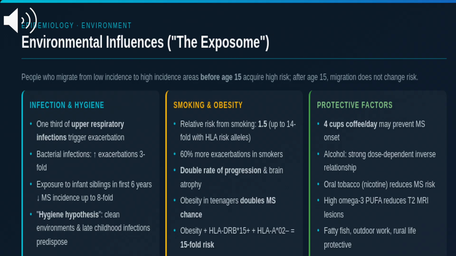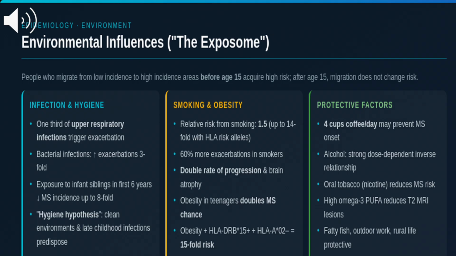Viral and bacterial infections are both risk factors and modulators. One third of upper respiratory infections trigger an MS exacerbation, with picornaviruses and rhinoviruses being the most potent triggers. Bacterial infections increase exacerbations threefold. Conversely, early childhood exposure to pathogens through infant siblings reduces MS incidence by up to 8-fold, consistent with the hygiene hypothesis. Smoking is one of the most important modifiable risk factors.